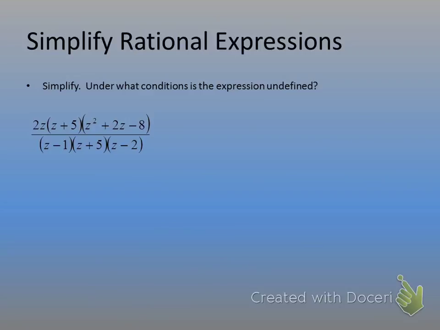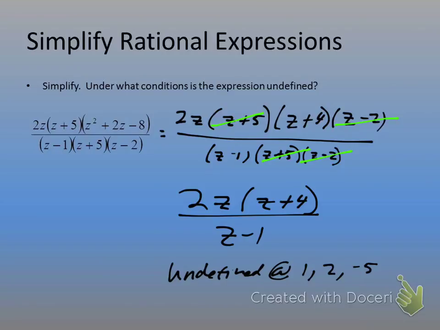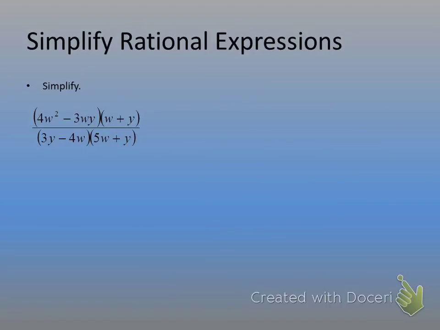Okay, so we have this one here. Same way, same process. Go ahead and answer the question that's about to pop up here. Okay, so there's the answer to the second one here. You have 2z times z plus 4 all over z minus 1, with undefined ones at 1, 2, and -5. So that's the first style of questions where you have just single variables and then you figure out where it's undefined. Now, sometimes we're going to move into multivariable ones like this.